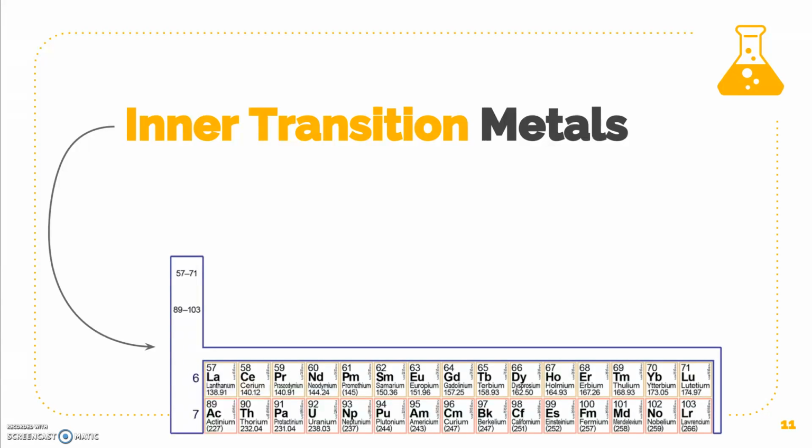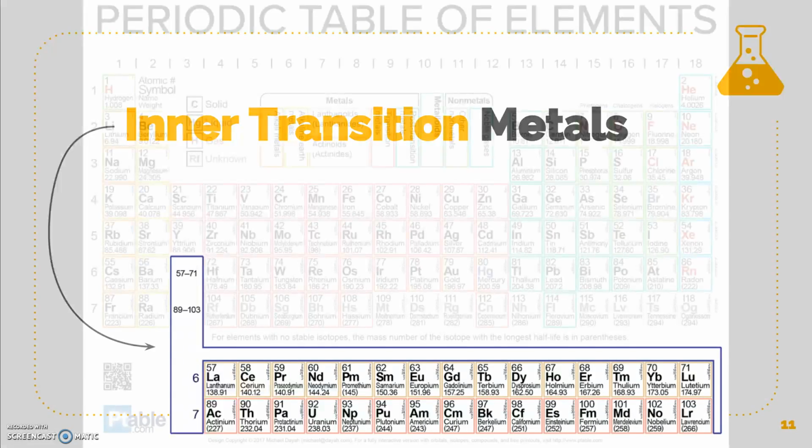All lanthanides form cations with a charge of +3 and occur in nature, except promethium. All actinides are radioactive, and only two actinides, thorium and uranium, occur in nature in significant amounts.